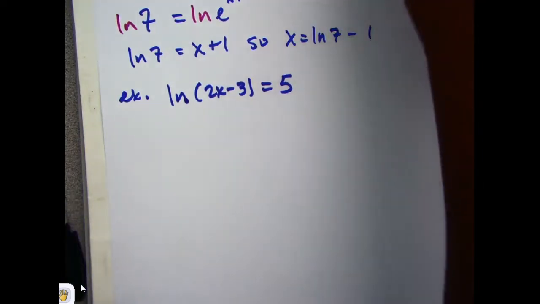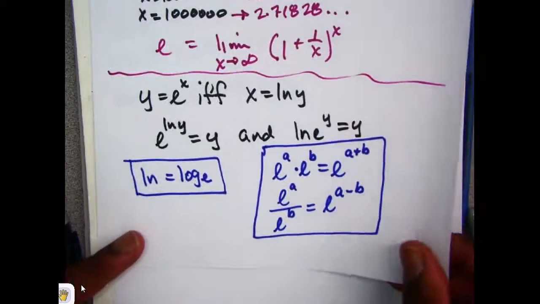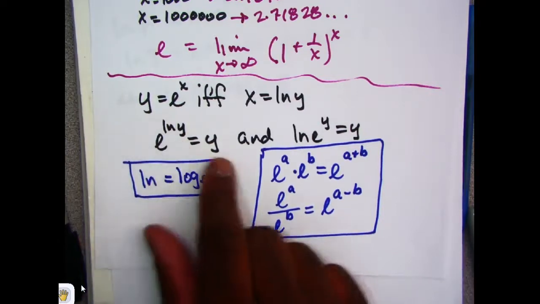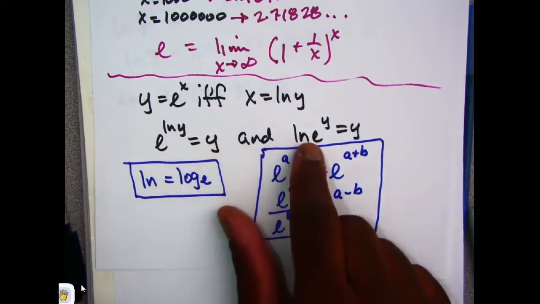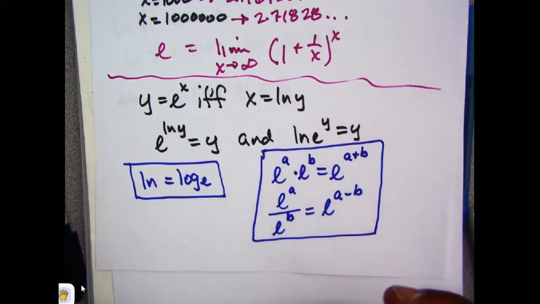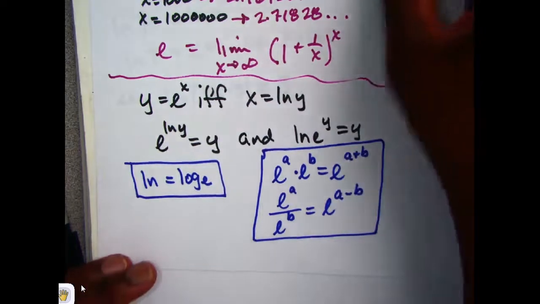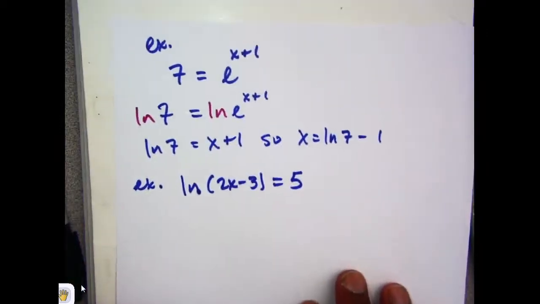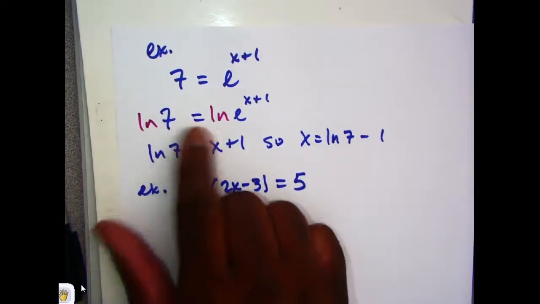Let's go back to the properties, though. Okay, so here e to the natural log of y is equal to y. Natural log of e to the y is equal to y. So because they're inverses, the composition of these functions, they undo each other. Now what you guys did here for the first example was kind of the same thing.